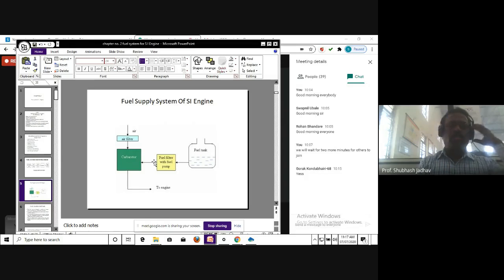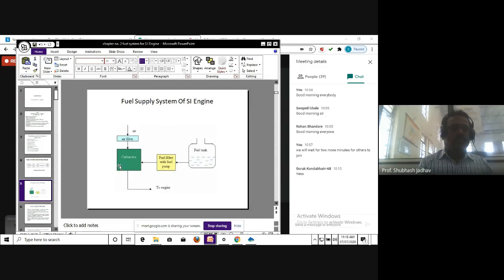So in the earlier slide we discussed, whatever we discussed was up to this. Okay, here we have now added this line also, that is the air line also. So we have air coming in to the filter, so the filtered air is coming in, filtered fuel is coming in, and it is being mixed, and that particular device is what you call as a carburetor.